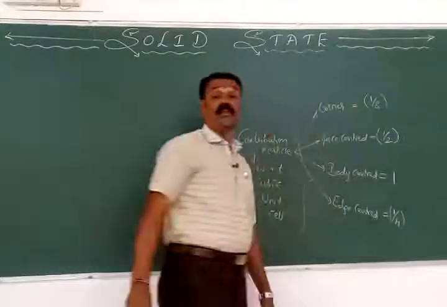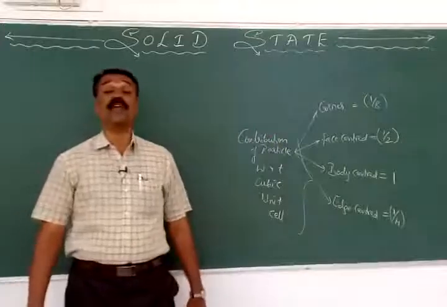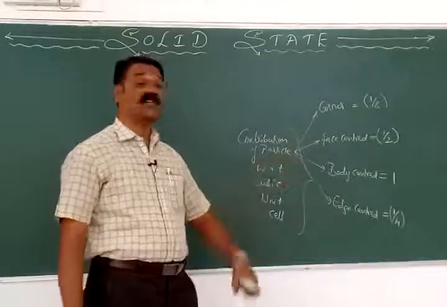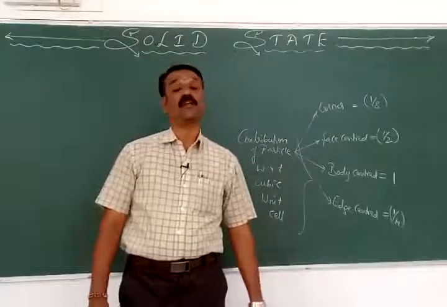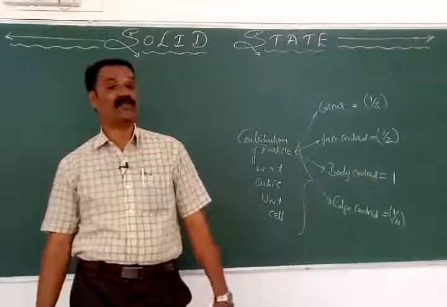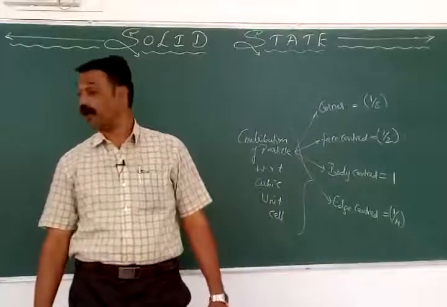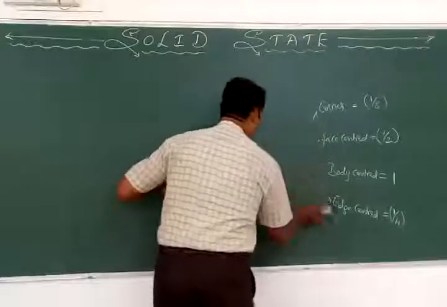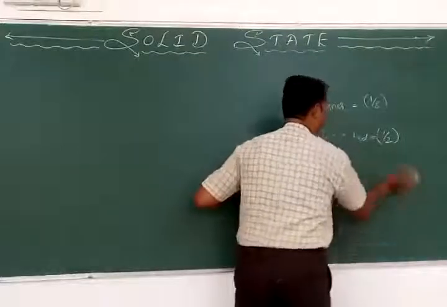So these are the contributions of the various particles: corner particle, face centered particle, body centered particle, and edge centered particle. This is all what we have already discussed in the previous session of this solid state. Now we will see how to calculate the number of particles.